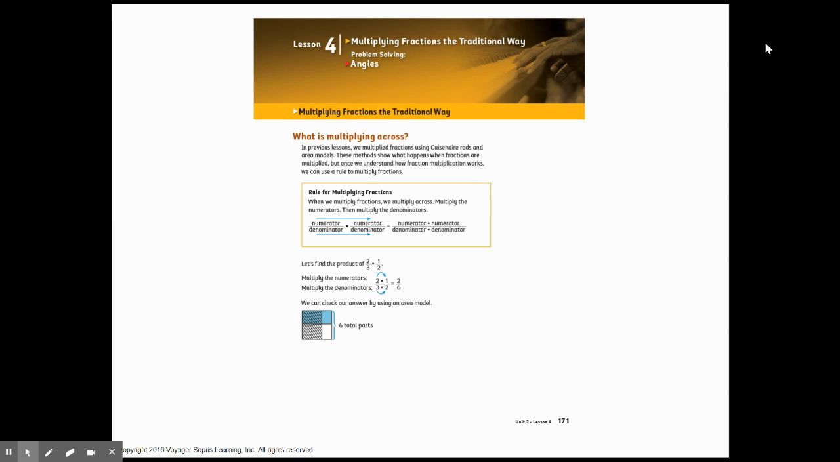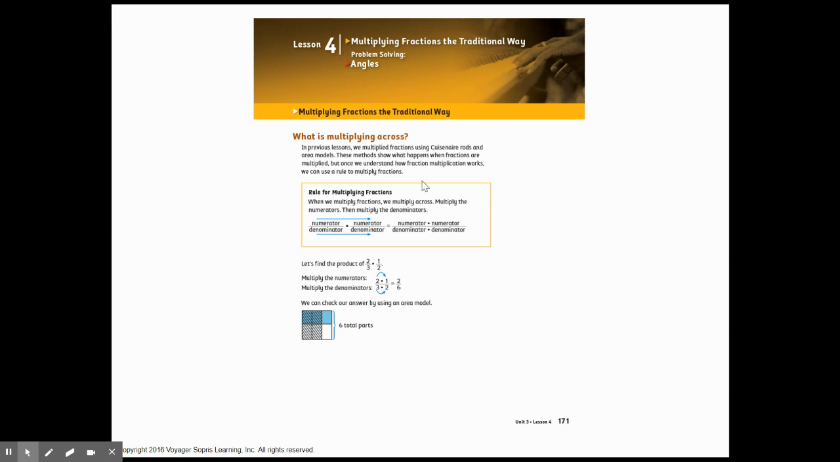We're going to skip ahead to lesson 4 today. We're going to talk about multiplying fractions the traditional way. So the way we were doing this the other day was with those rods, and we were kind of using those as like an area model to show how we could multiply fractions. So there's another way to do it. This is the traditional way, and we're going to go ahead and dive in.